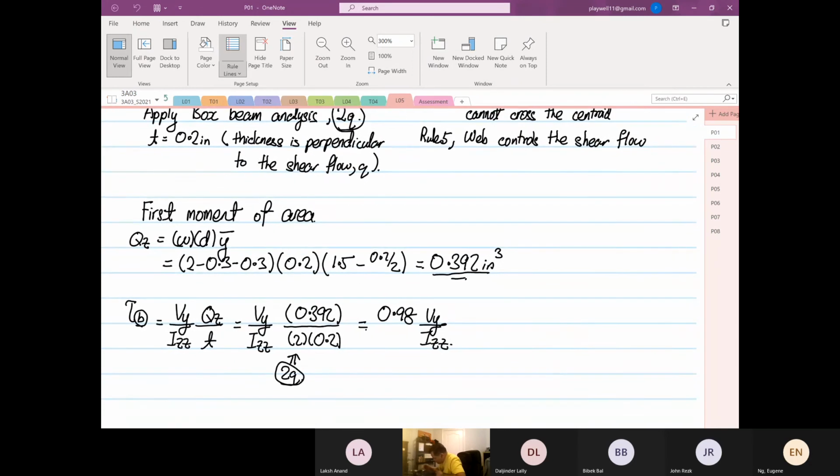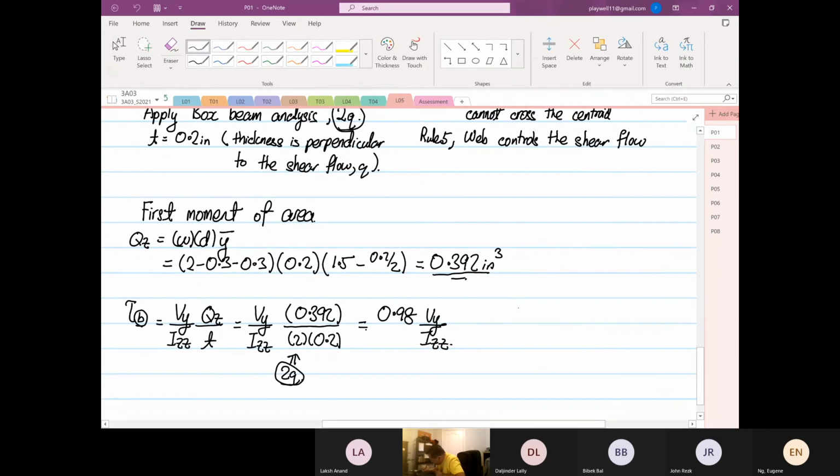Okay. So later on, when we find the shear stress at point A, this will be equal to Vy over Izz, and then we are going to have a constant. And this constant over here will be equal to Qz over t, right?